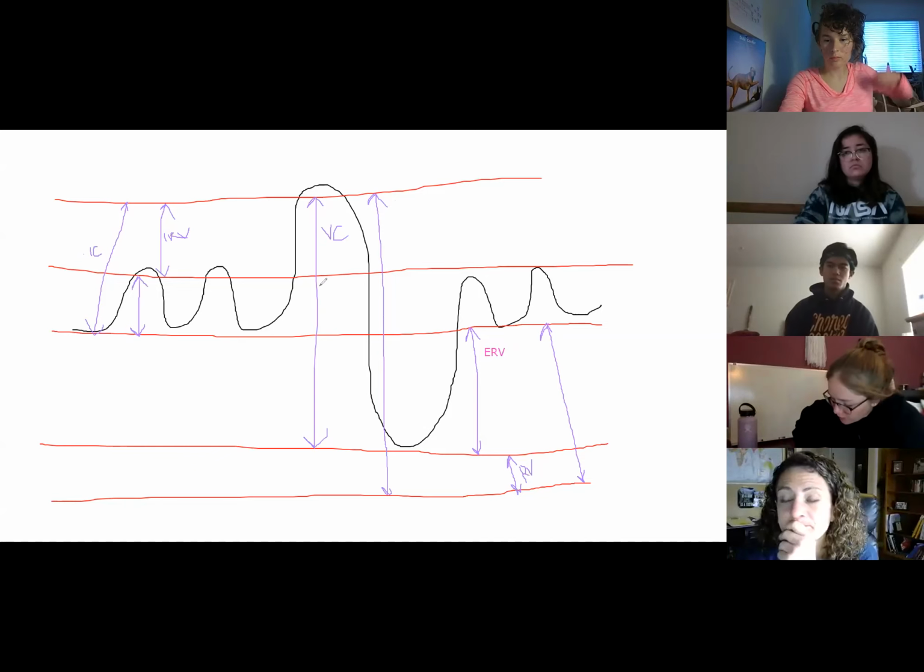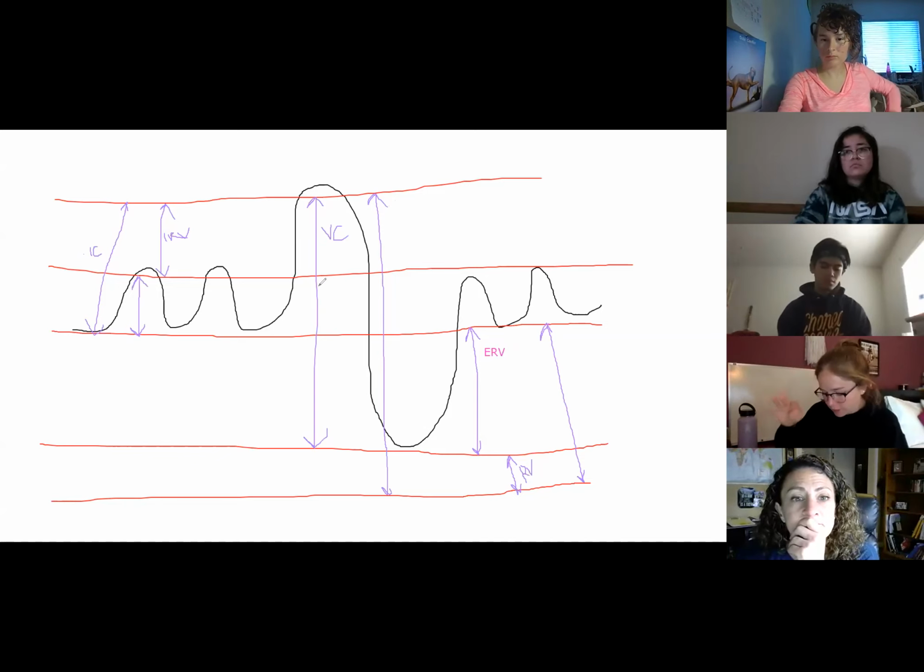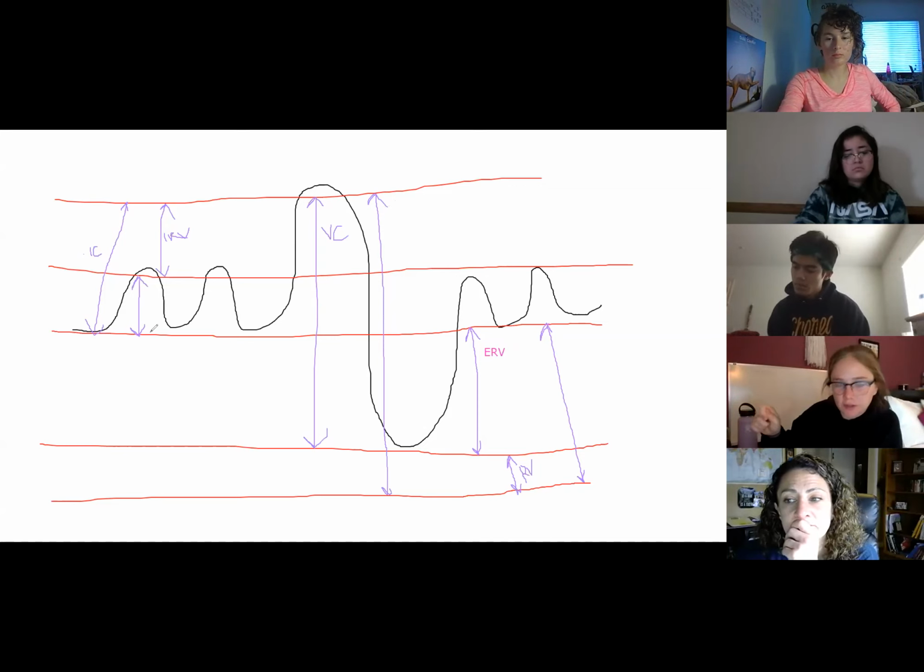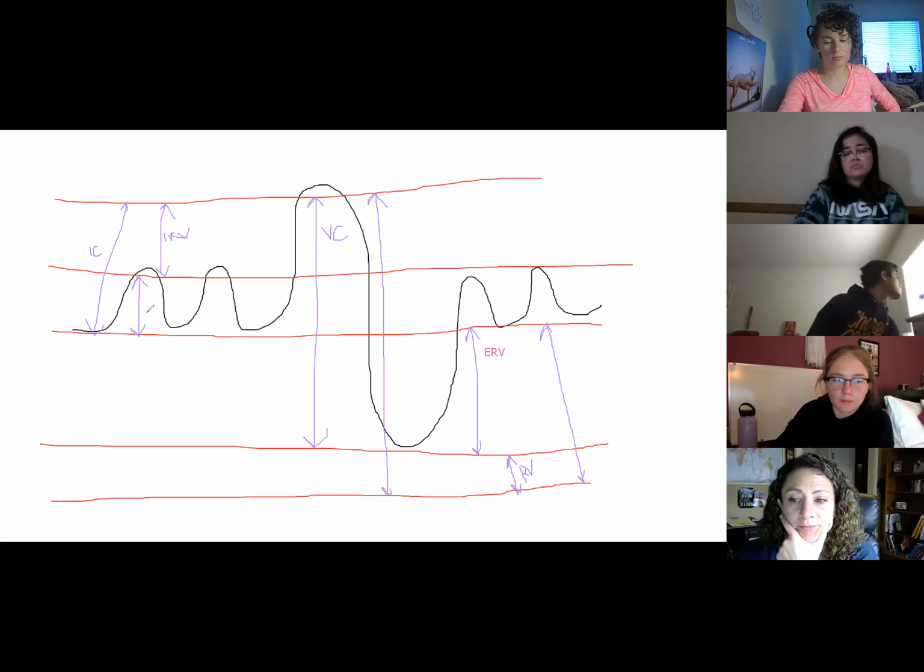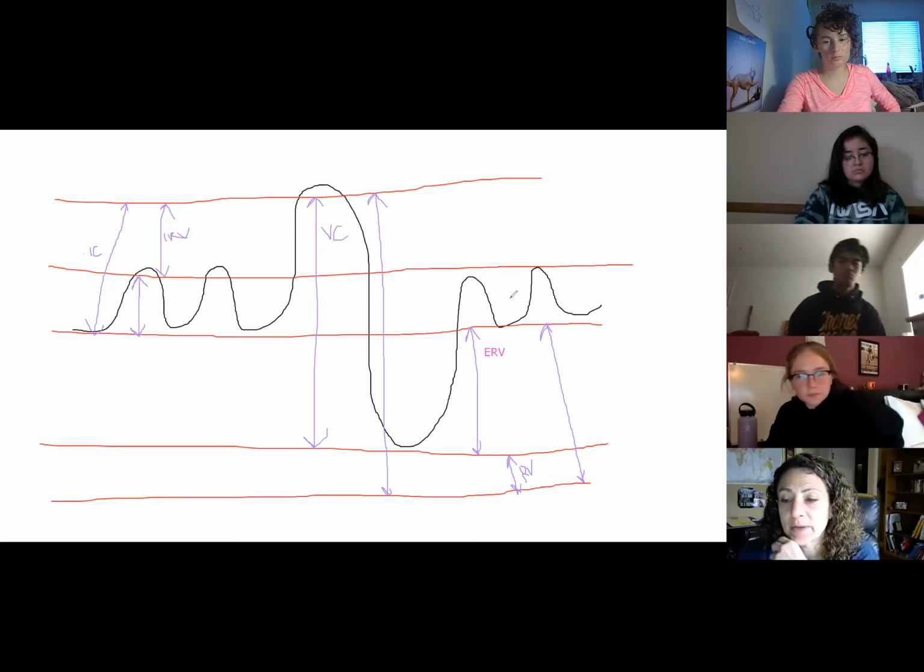Professor Flick, there are four: tidal, inspiratory reserve, expiratory reserve, and residual. They're defined with a definition, and then the other ones are just identified with a formula. Is that correct? Yeah, that's fine. There are some that only have a formula, like inspiratory capacity, which is tidal volume plus inspiratory reserve volume. Okay, thank you. And functional residual capacity.